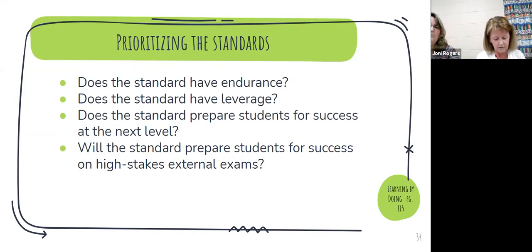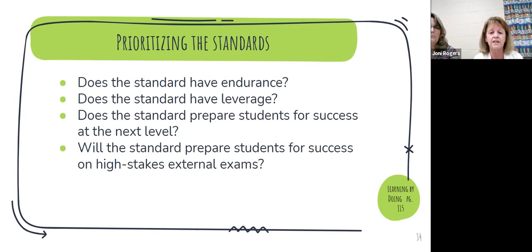That means, are students expected to retain the knowledge and the skill beyond the unit and the course? We want them to be able to hold on to that, and once they've mastered it, take it to the next level. Does the standard have leverage? That means, will the student be able to apply the standard in more than one subject area? So we're going to do a lot of integration, and that's how we select those essential standards to get more bang for our buck.